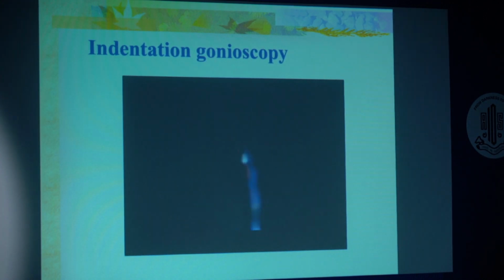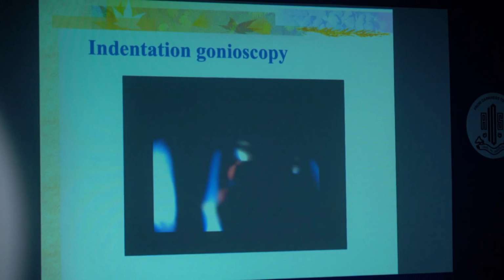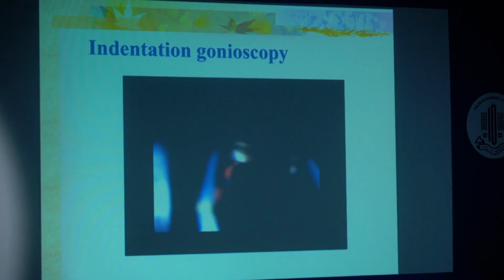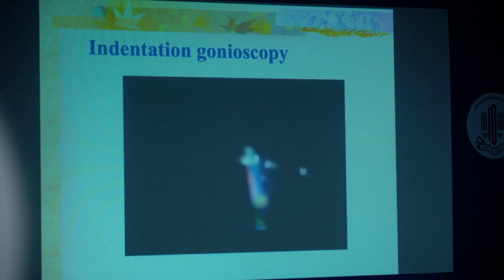Look at the plateau iris. This is typical of a double hump pattern. See the one hump in the mid periphery, the one hump near the angle recess. This is typical of a plateau iris syndrome. So this definitely needs it, and mostly the diagnosis is made after LPI. Mostly done after LPI. So when you dilate, some pressure goes up.